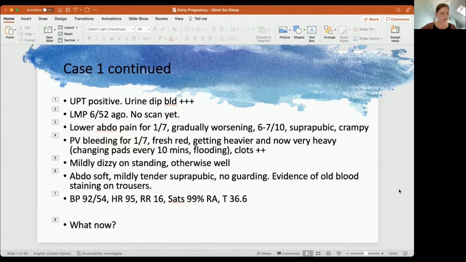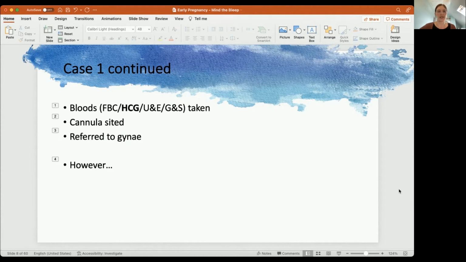Fine. So what happened? So yeah, she had bloods. Obviously HCG, very important. FBC, U&E, and group and save. Cannula. You know, she's bleeding quite heavily, so really, I would think she needs to have at least a green, personally. But whatever you can get in really is okay. But ideally a green or above, depending on how heavy she is.